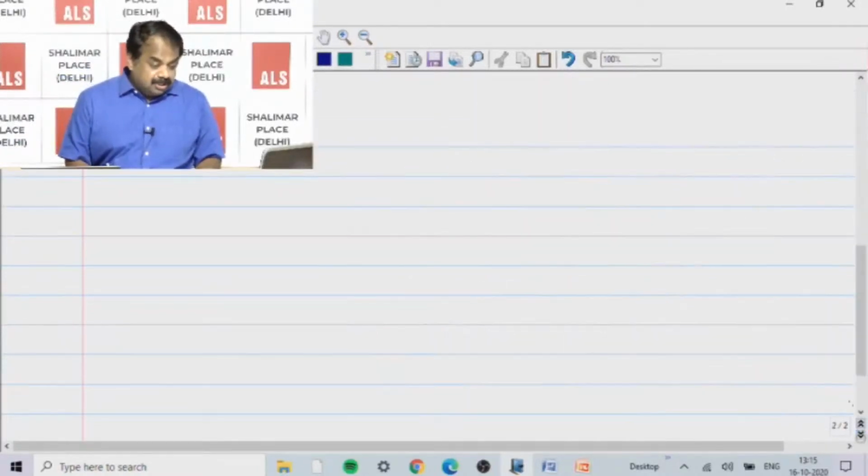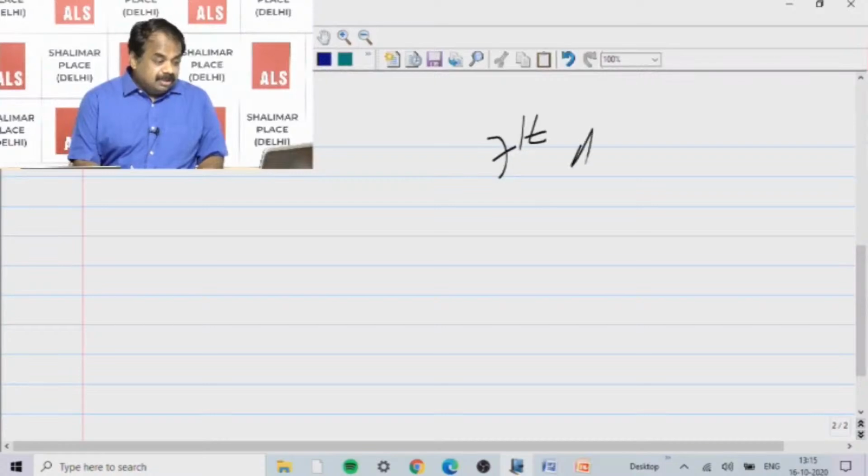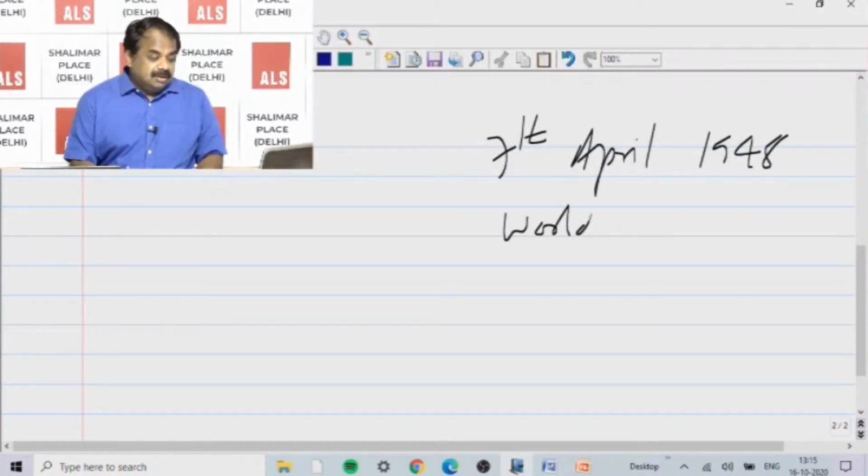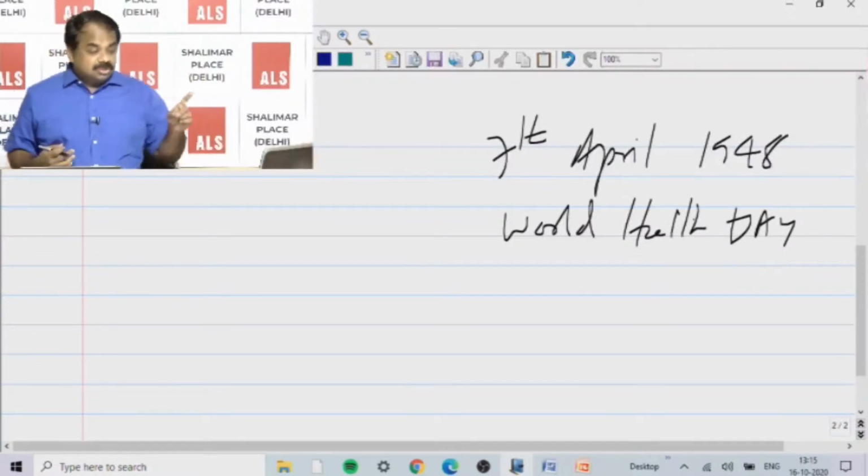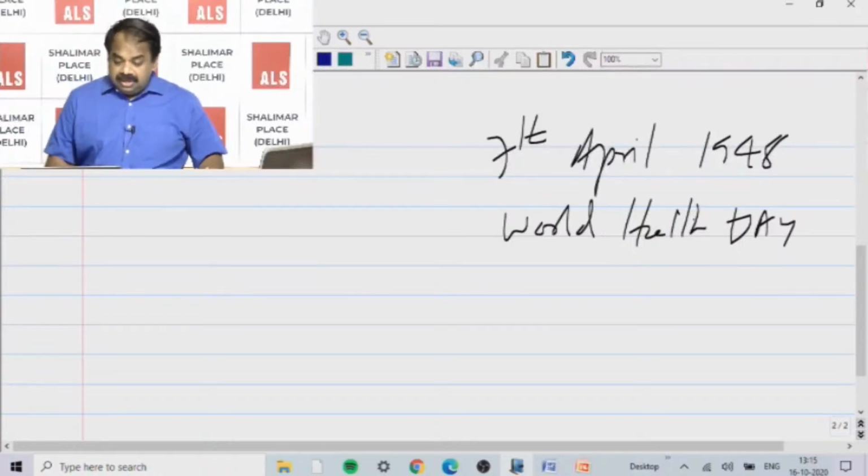7th April is the World Health Day. 7th April 1948 is the World Health Day. Or rather, it is the day in which WHO was constituted. So 7th April is the World Health Day also.